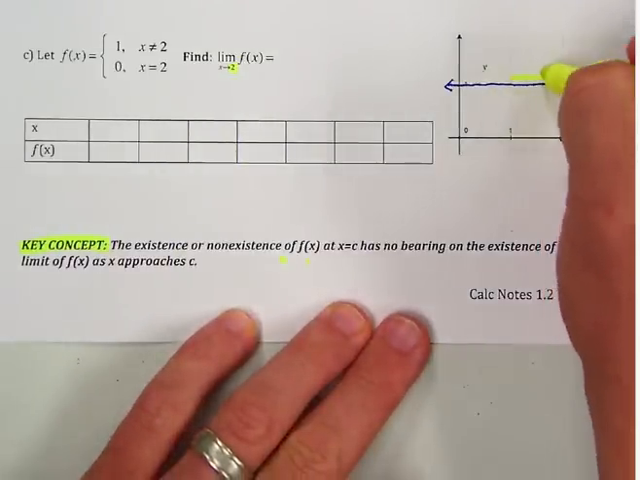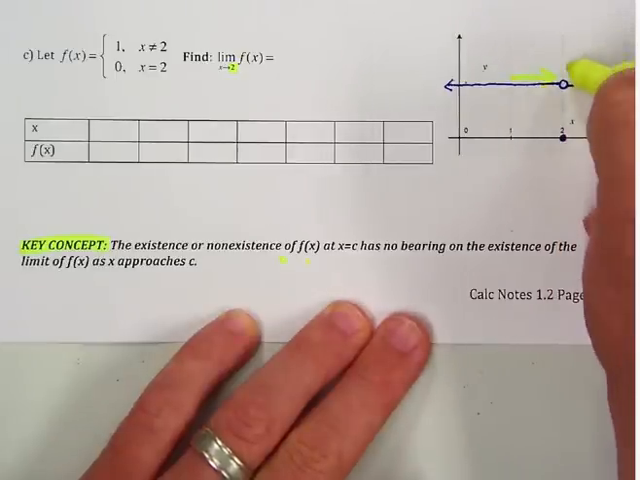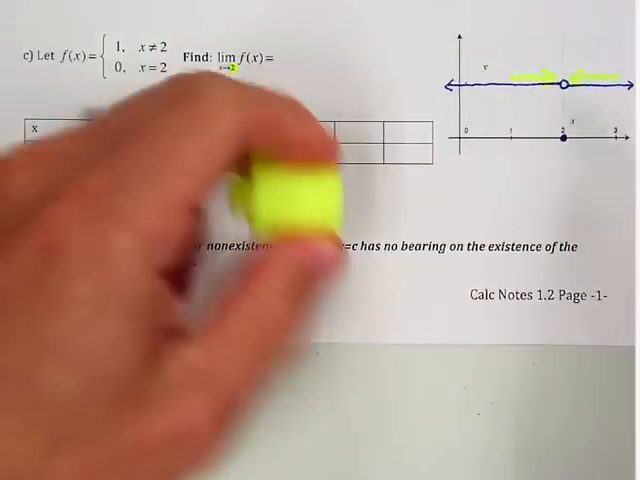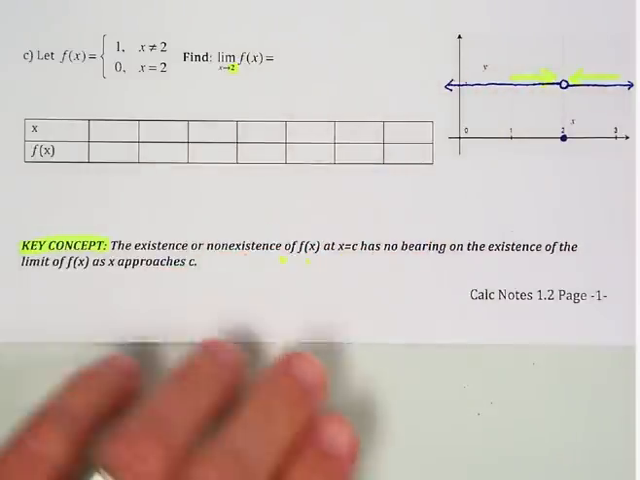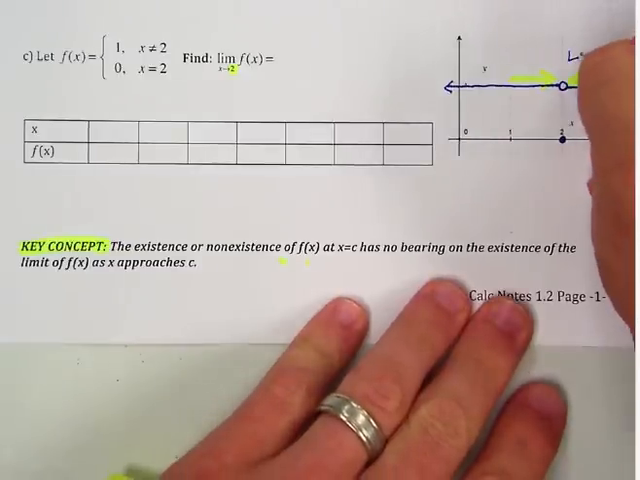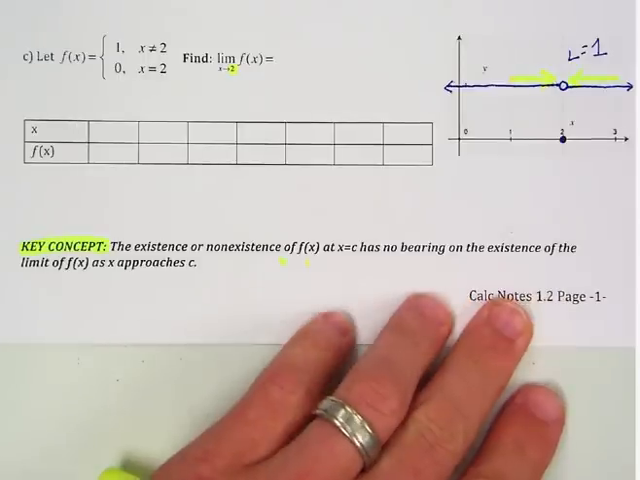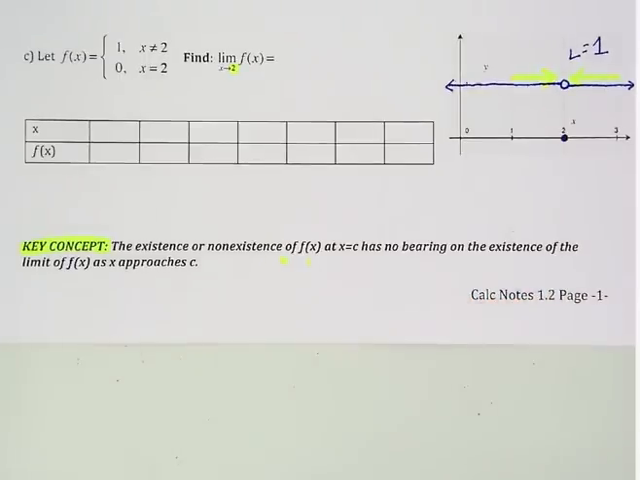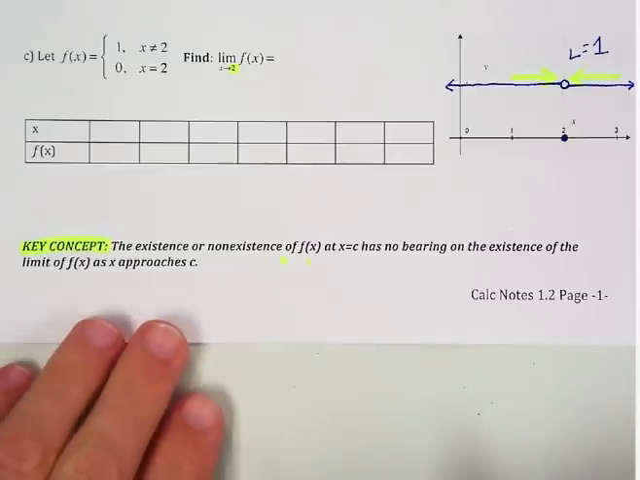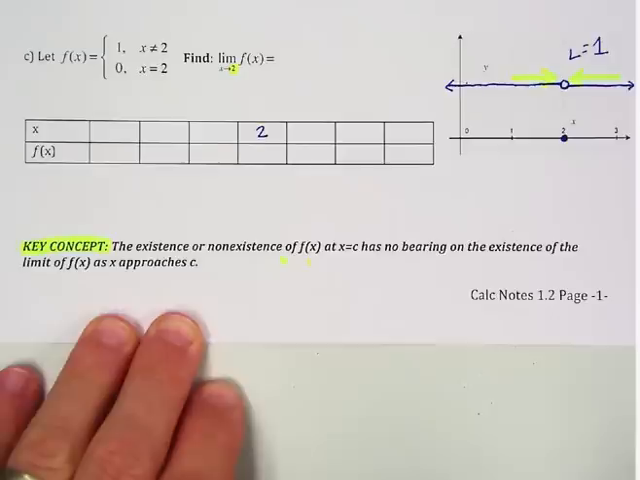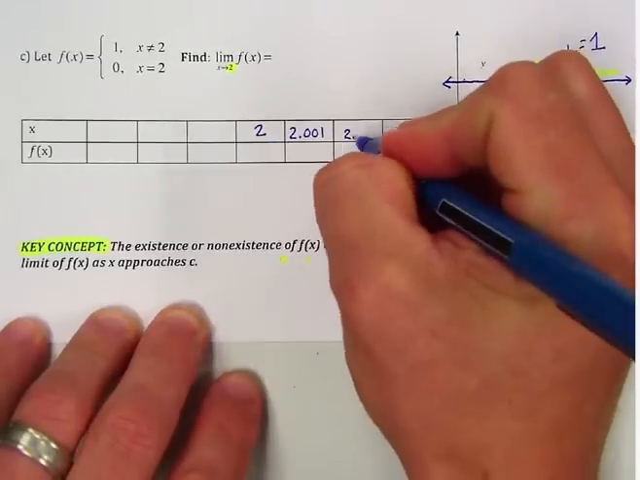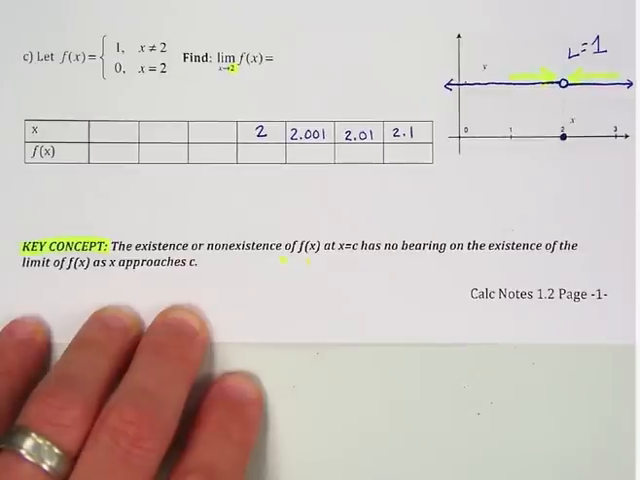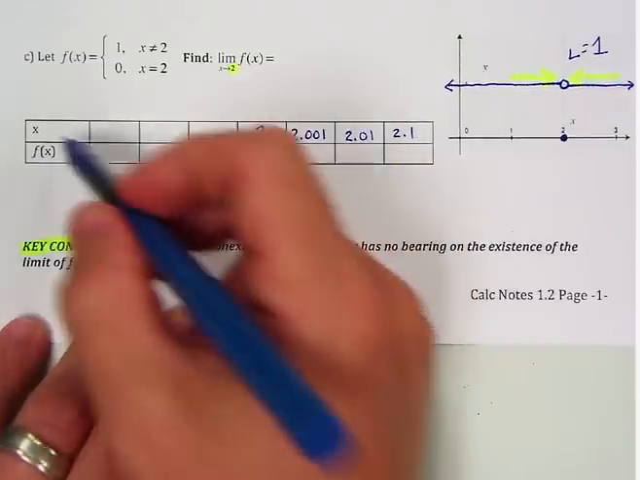x equals 2. So graphically, okay, if we were to trace along this as we get closer and closer, what is the value we're getting closer to? Well, that value looks to be 1 from the left and the right. If we were to try this numerically, we'll put our c value right in the center there. And we can pick some values that get larger here, and then we'll pick some values that get smaller.